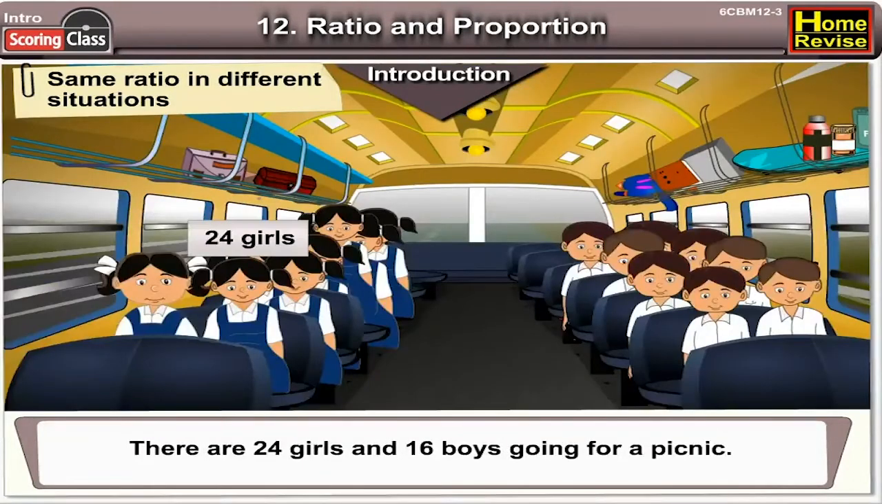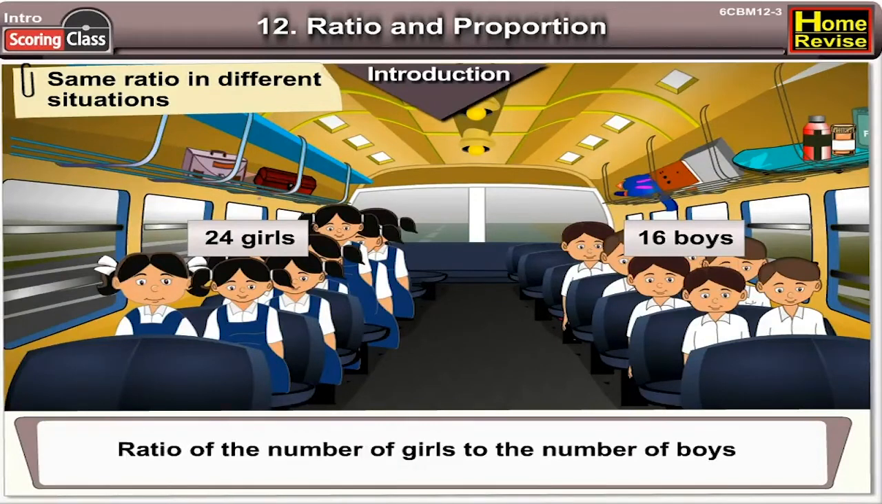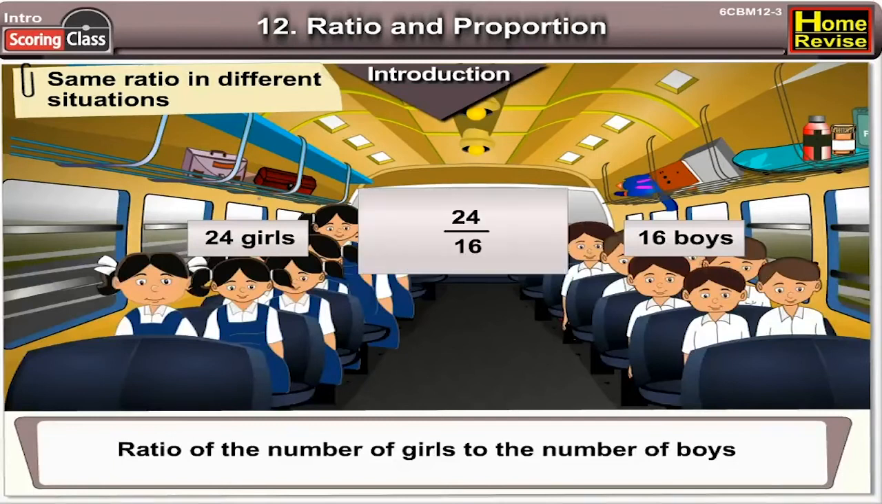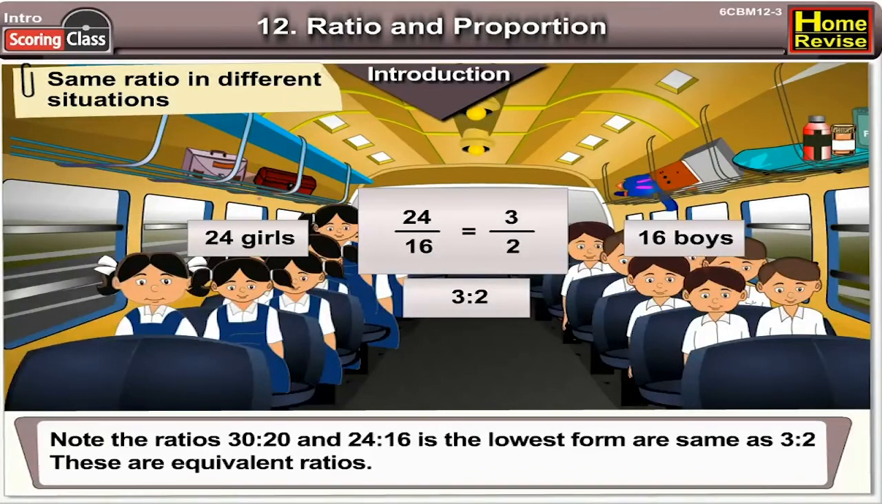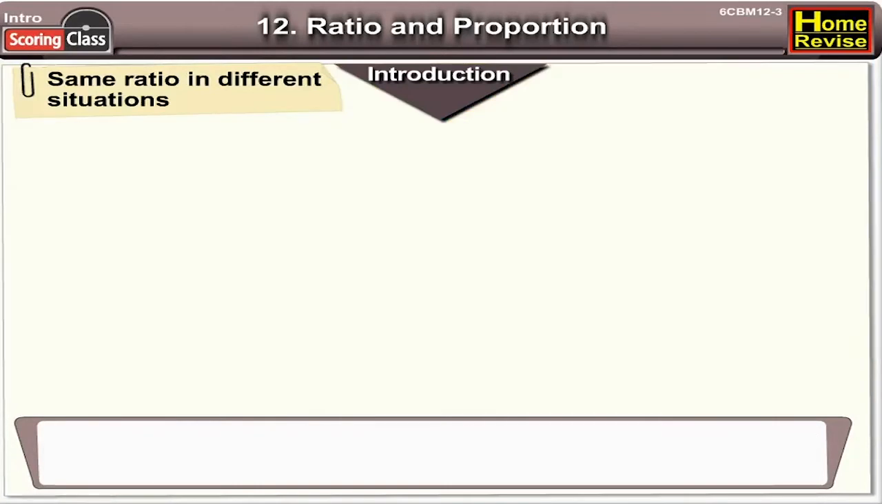There are 24 girls and 16 boys going for a picnic. Now, picnic is fun. Ratio of the number of girls to the number of boys would be 24 upon 16. And that is equal to 3 upon 2. That is 3:2. Now, I'm sure you must have noticed that ratios 30:20 and 24:16 in the lowest form are same as 3:2. These are equivalent ratios.